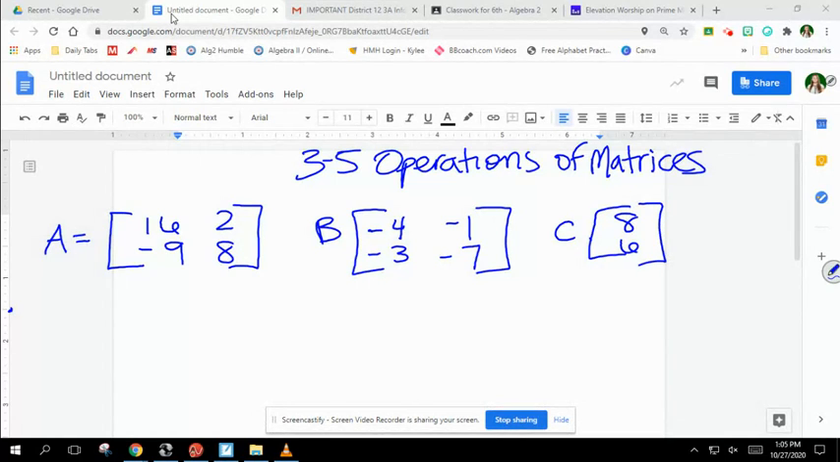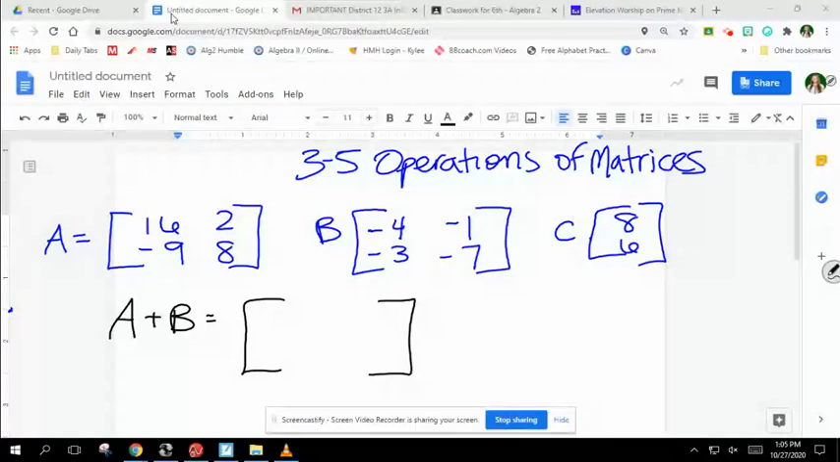Okay. So I could ask you to add A plus B and say, what is the new matrix if you're adding A and B? So what would you think to do? There's 4 spots, right? 1, 2, 3, 4. What would be this top left spot? 12, 4, 4, -12.